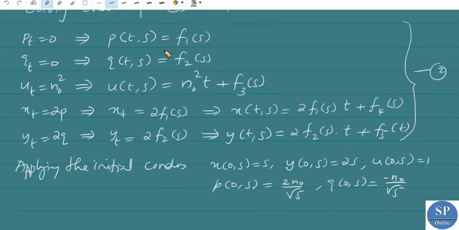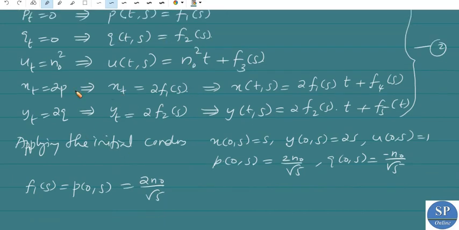Okay, so applying this condition in here, from the first equation we have p of 0, s is equal to 2 n naught divided by root 5. So f1 of s is equal to this p of 0, s. So applying this condition at t equals 0, this is nothing but 2 n naught divided by root 5. So we have f1 equal to this. So this is actually p, which is nothing but f1, so we can replace this p equal to f1 of s. And q, applying this condition t equal to 0 here, f2 of s is equal to q of 0, s, which is nothing but minus n naught divided by root 5.